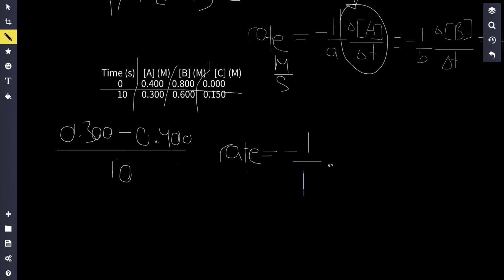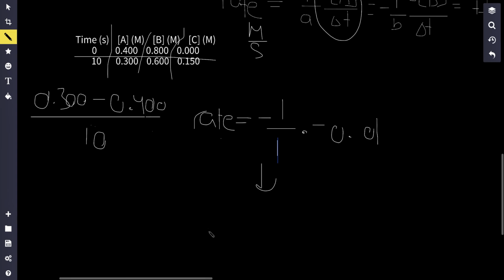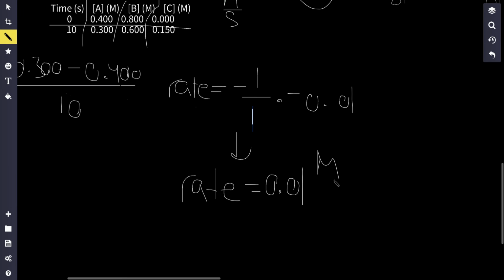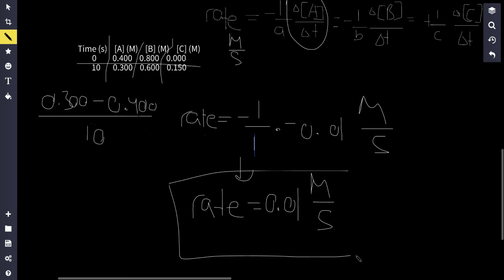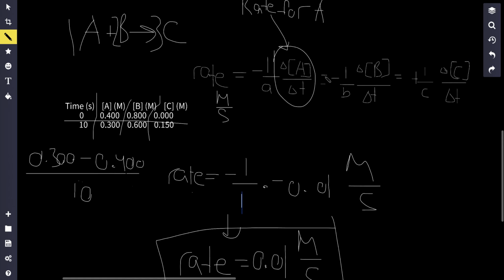If we put this into a calculator, we get that the rate for my reaction is equal to 0.01, and remember the units are molars over seconds. So that is going to be my answer. If you calculate this for one of the terms, then that's equal to the rate of the overall reaction. However, you could have done this with any other term.